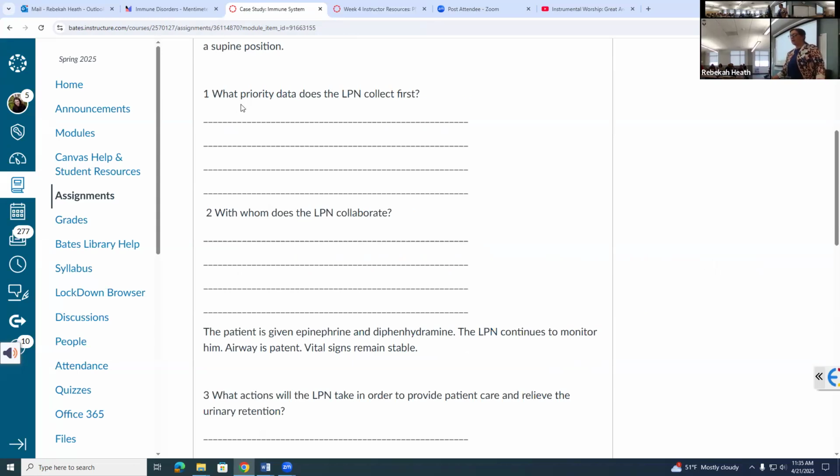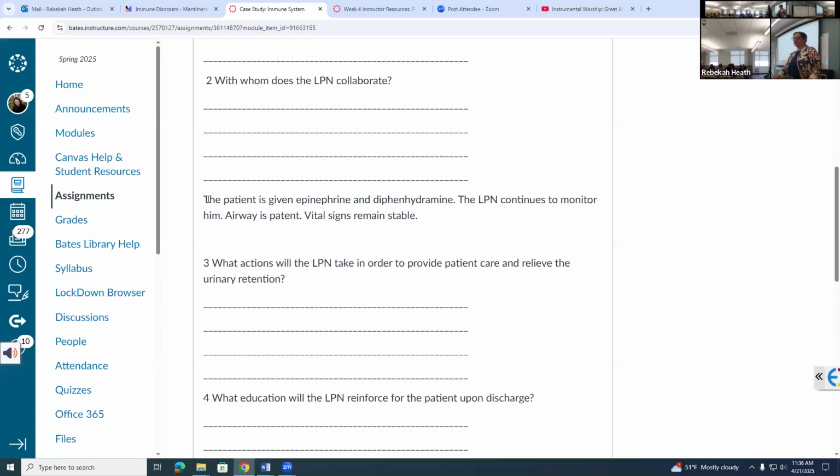I see. It's not bad information, but when we talk about data collection, usually, or at least in the school setting, we're talking about assessment a lot of the time. And that's part of the assessment, but the priority is respiratory, like airway management.